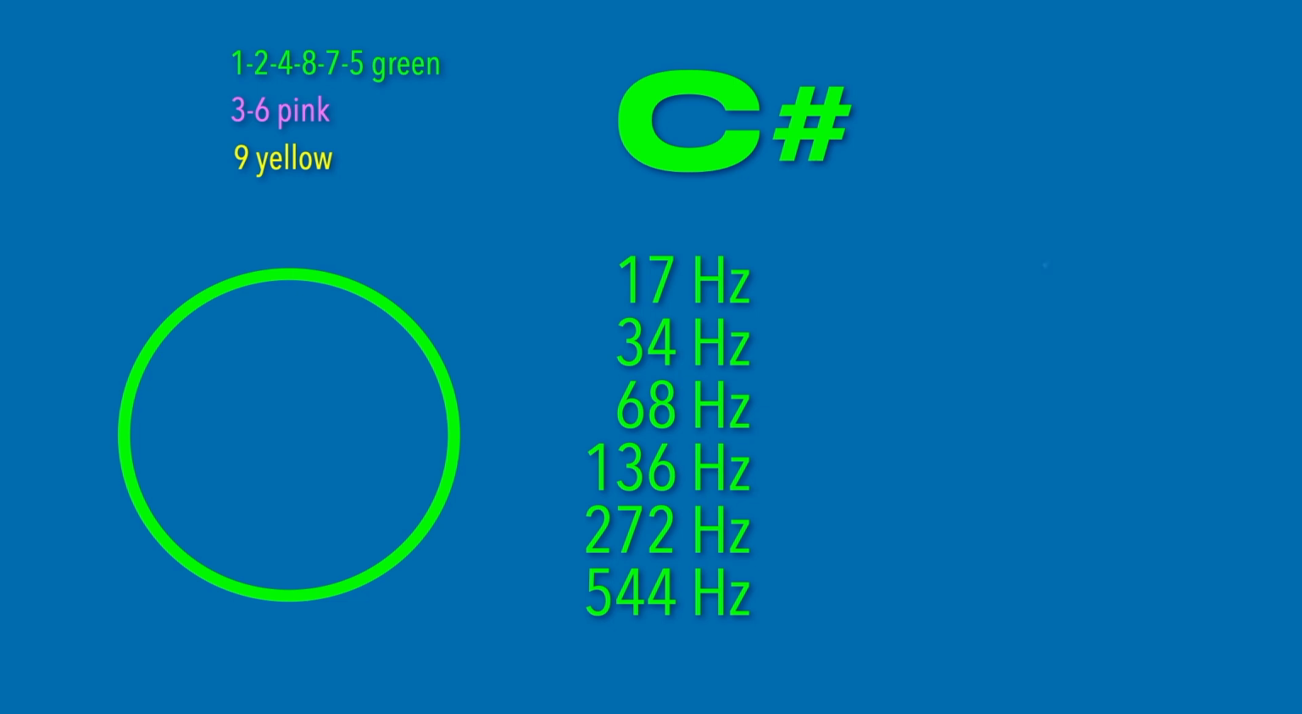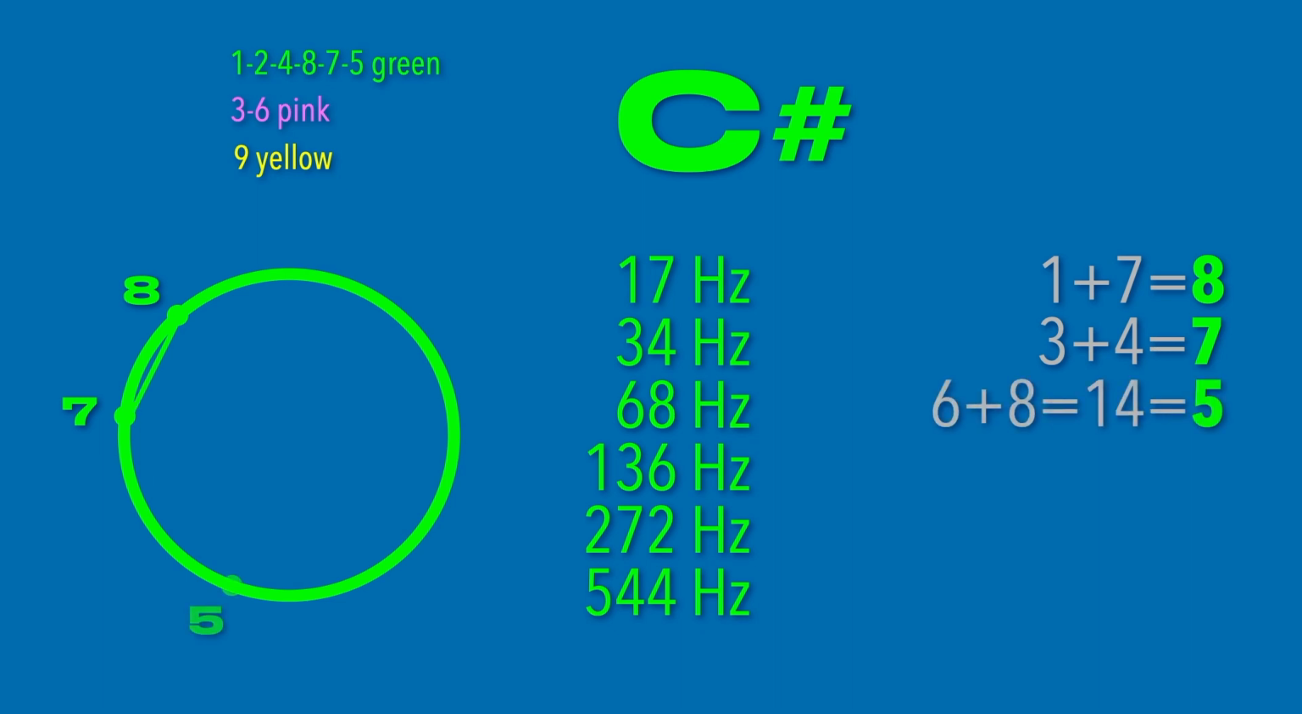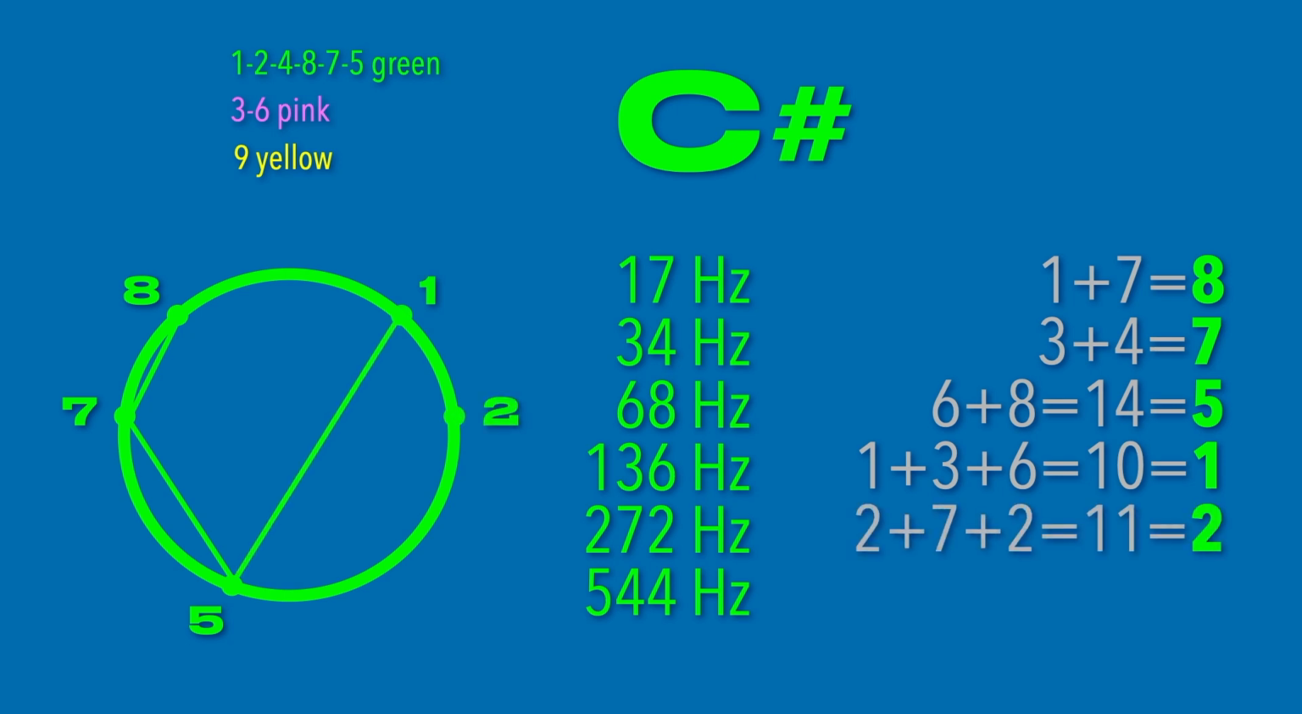The same is true for the note of C sharp at 17 Hz. Its first generated note reduces to 8, starting the doubling series in the middle. It retains, however, the same order of 1, 2, 4, 8, 7, 5.